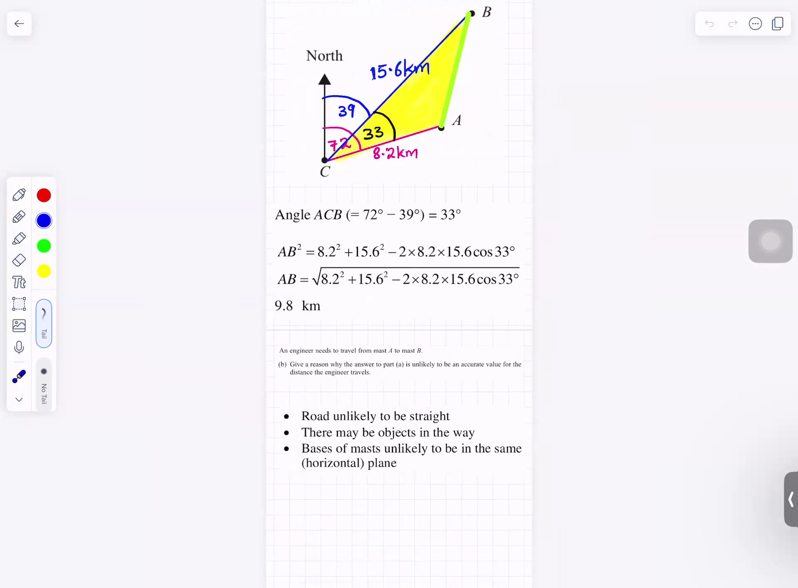And part B, give a reason why the answer to part A is unlikely to be an accurate value for the distance the engineer travels. The road is unlikely to be straight. The road might not be straight, it might be wobbly. There may be objects in the way. The heights of the masts are unlikely to be the same. It might not be horizontal. So any of those.